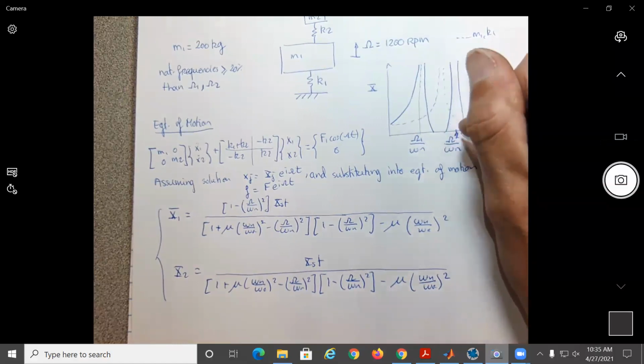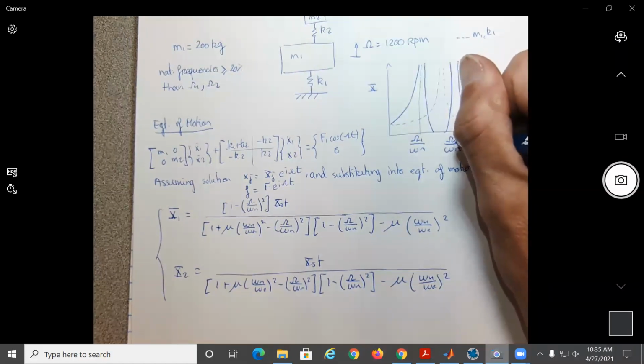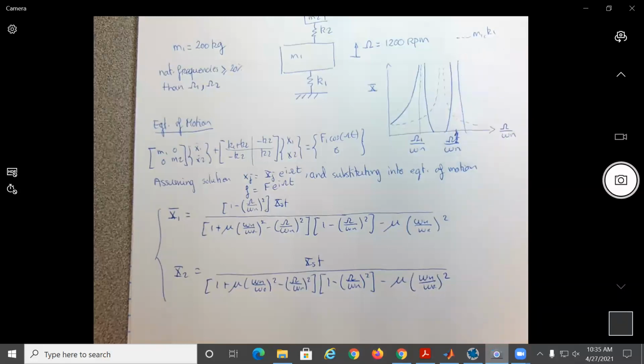Sorry, this is not square, this is omega 2, okay? On the figure, capital omega 2. All right, so now, as we discussed before, what I'm going to try to find is the ratio of this frequency, just the capital omega, at these two points over here.